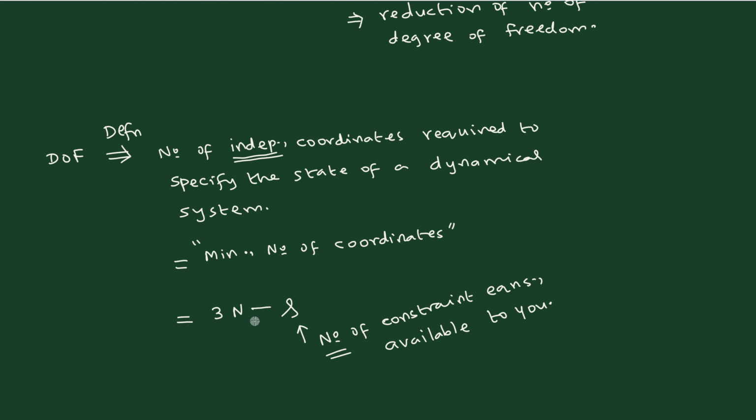So if you subtract, what happens? You reduced, and that is the minimum number. Maximum number is 3n. You subtract whatever is possible because of the constraint, and what is left out is the minimum number. And that minimum number is called the degrees of freedom of a dynamical system.